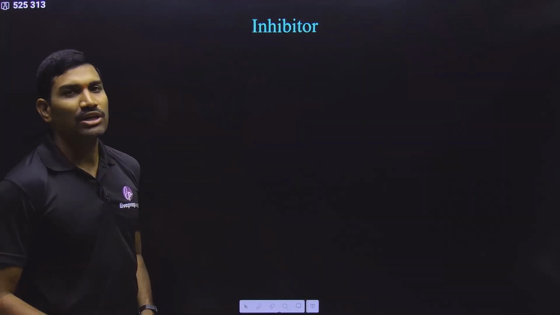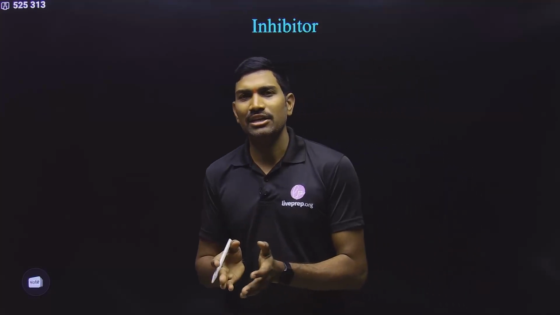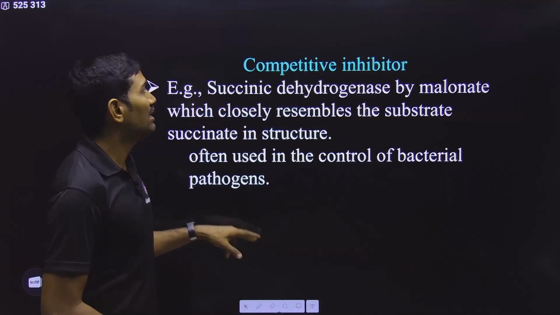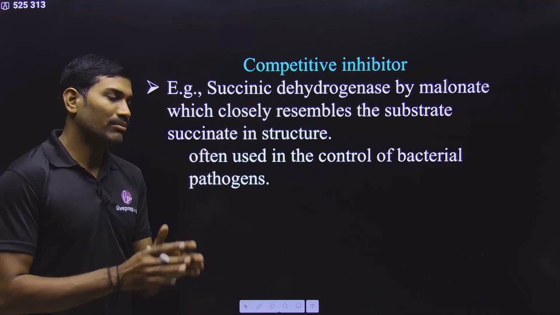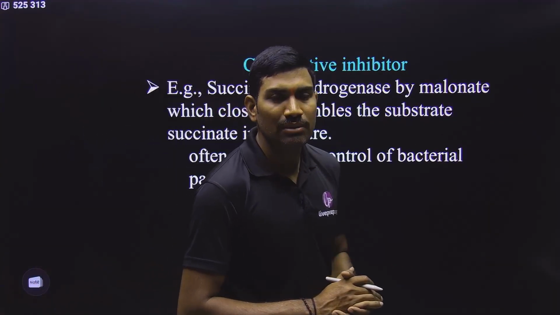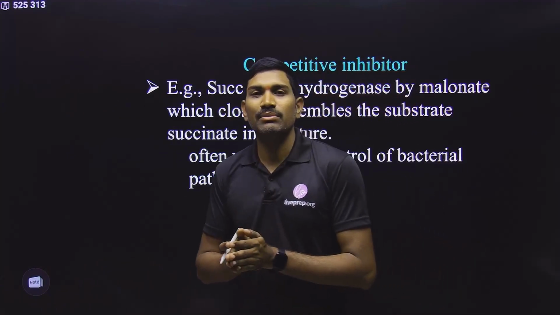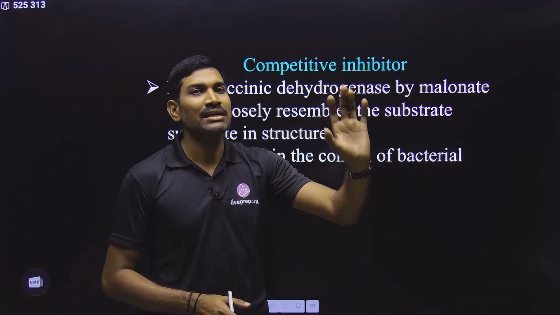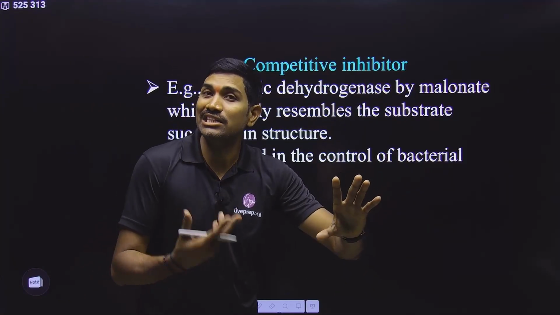Clear? Next, we are talking about the inhibitor. These are chemical molecules, and different inhibitors act in different ways. But in NCERT they talk only about the competitive inhibitor, so I am also talking only about the competitive inhibitor. What is the action of this competitive inhibitor? A competitive inhibitor inhibits enzyme activity. Ultimately it is inhibiting enzyme activity, but how exactly?